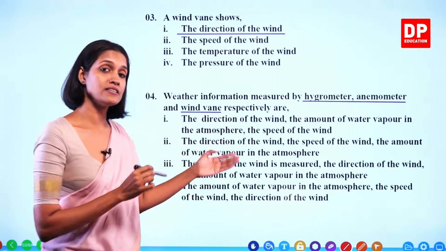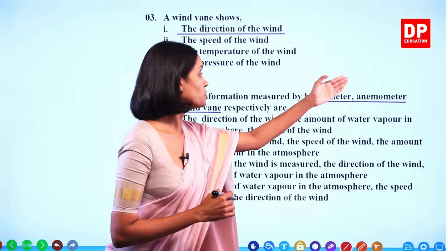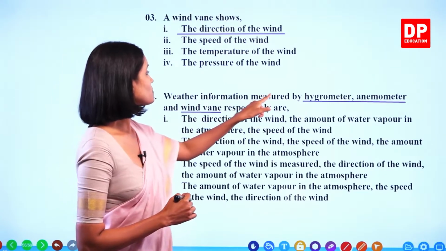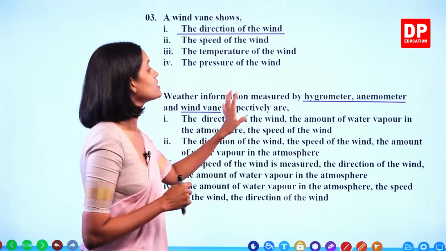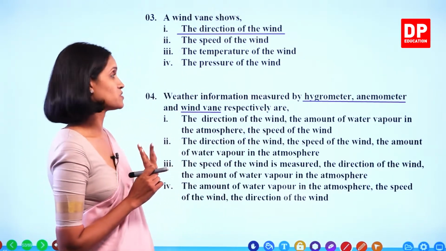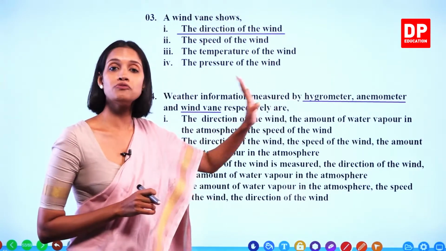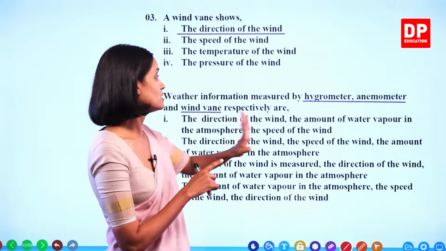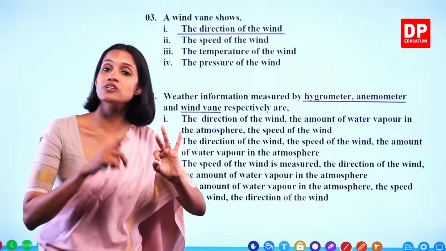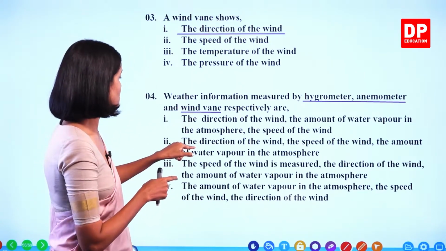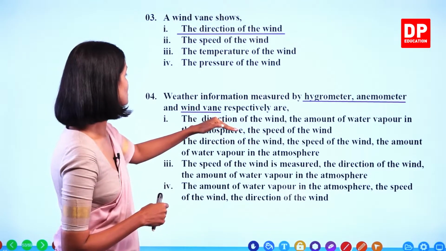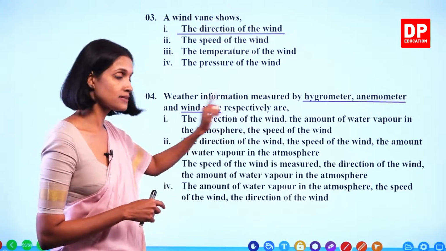You have to find the answer where the items are given in order according to hygrometer, anemometer and wind vane, right? So what is measured by the hygrometer? Humidity or the amount of water vapor present in the atmosphere, right? So the first one should be the amount of water vapor in the atmosphere or humidity. Number 2, anemometer, the speed of the wind, okay? And the wind vane is used to measure the direction of the wind. Look at the first answer. The direction of the wind has come first. No. Right? Direction of the wind is for the wind vane. That should come last, right?